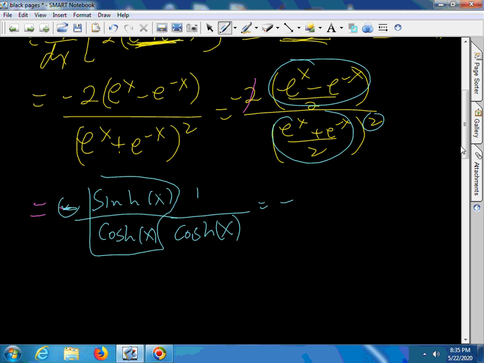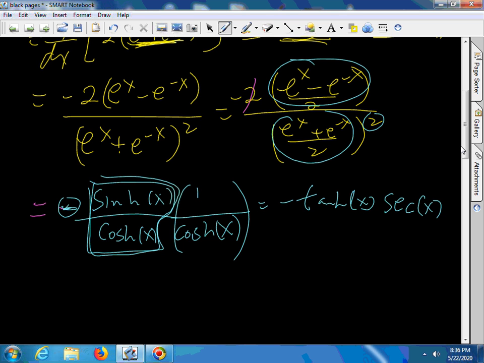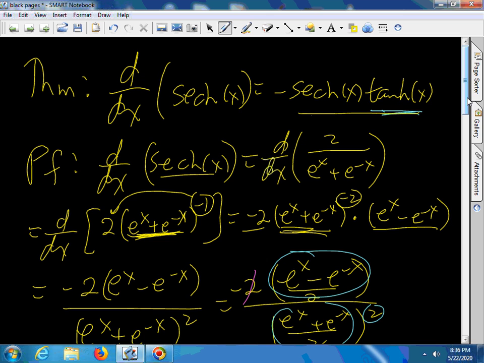So this is negative. That being this, why, that's hyperbolic tangent of x. And 1 over hyperbolic cosine of x, why, that's secant of x. If you want to get the exact thing that I wrote on top, including the h there, I'll write hyperbolic secant first, because multiplication commutes. And there it is, including the minus sign.